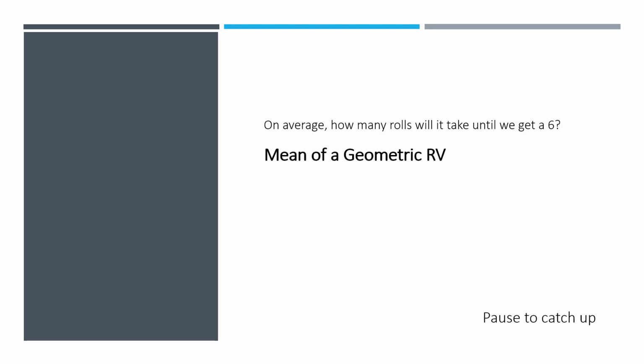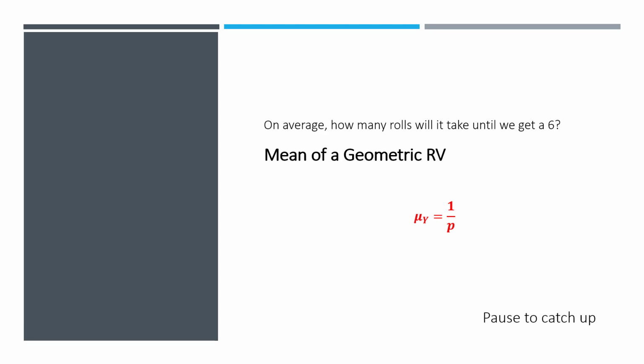The average number of trials needed for our first success is the question that we can potentially answer. So, in this setting, on average, how many rolls will it take until we get a 6? How many times should we expect to have to roll before we get that 6? Well, the formula for the mean is slightly different than the binomial mean, but just as easy. The mean for a geometric distribution is 1 divided by p.